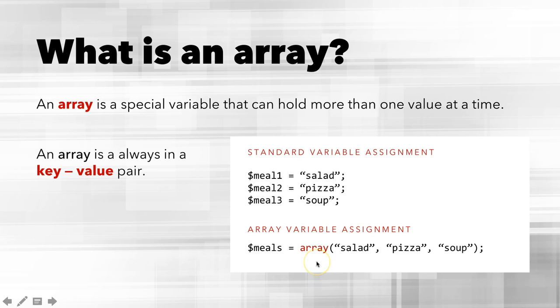In the bottom example, the key is the index position in the array, so the index position always starts at 0. Salad, being in the first position, has a key of 0. Soup would have a key of 2. The value, of course, is the value stored at the position. So if the key is 1, the value is pizza.